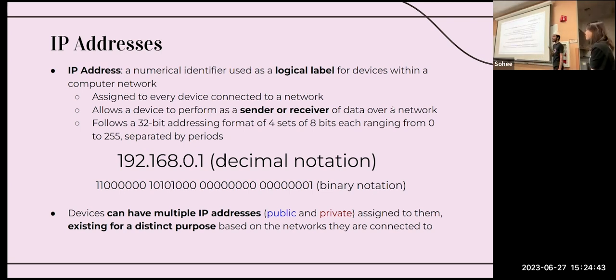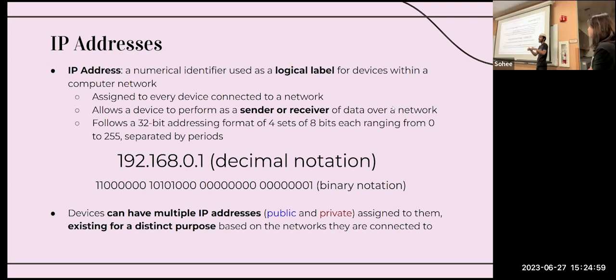Yeah, it's somewhere around 3 billion. So that's how many IPv4 addresses are possible. And each device can have multiple IP addresses. So the private IP address would be the one that would recognize you in your private network.